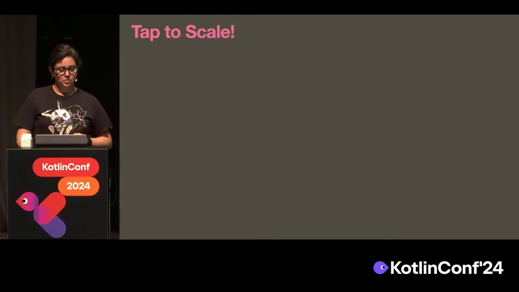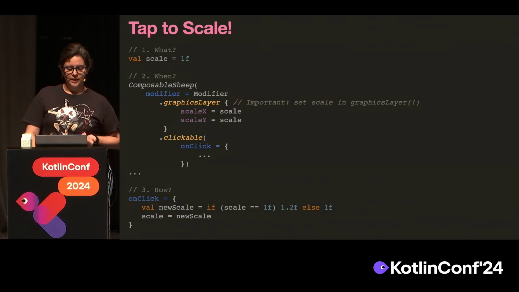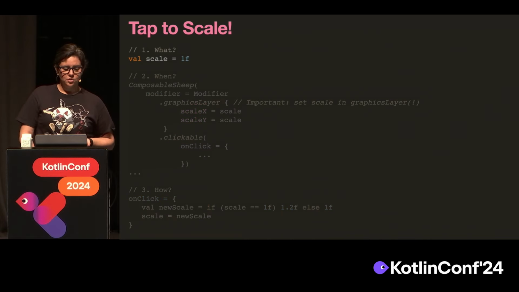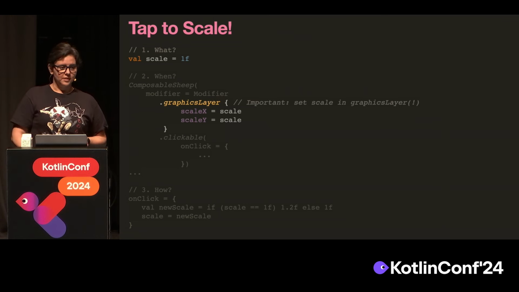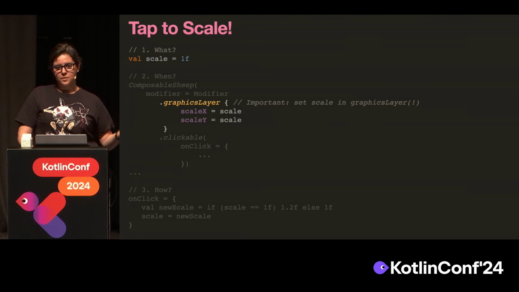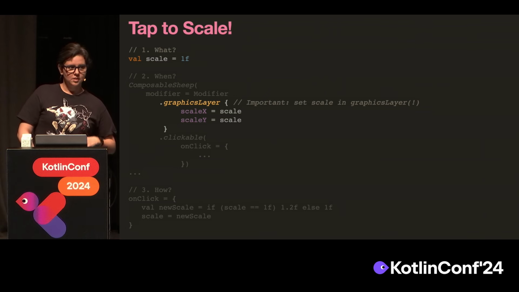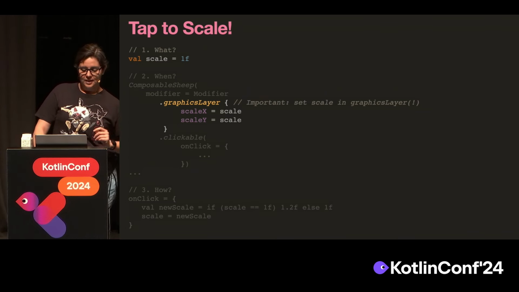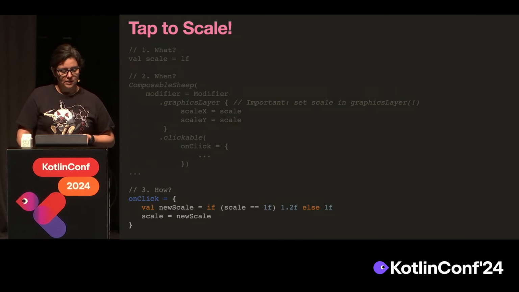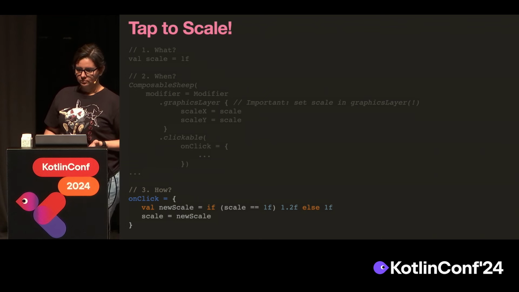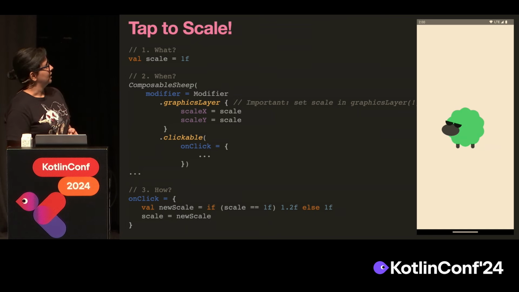But let's translate this to code. An initial implementation of changing scale in my chip could look like this. We're basically going to define a scale float value. We're going to pass that scale value to our graphics layer. Important point here: remember to use lambda modifiers whenever possible because you don't want to have a bazillion recompositions, especially with animations. Anyway, once we have our scale in there, whenever I click on this chip, I am just basically going to get our new scale and update it. Cool. If I run this code, the chip is already scaling.